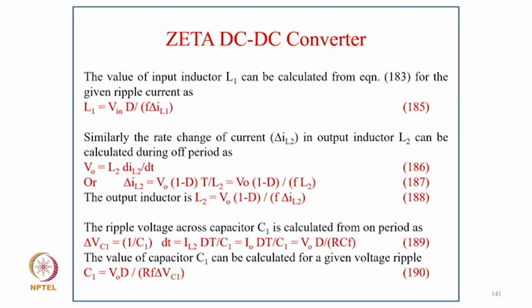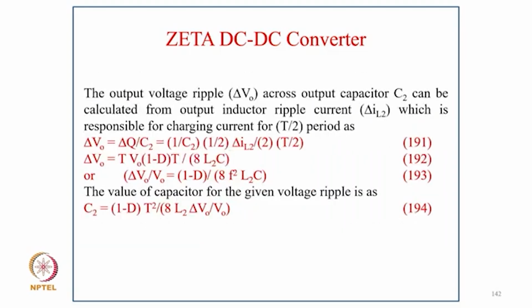The ripple voltage across the capacitor is calculated from the on period. So delta VC1 equal to 1 upon C into integral of I dt, and that is IL2 DT upon C1, that is Io DT upon C1, and that is equal to Vo D divided by R C F. The value of capacitor C1 can be calculated: C1 equal to Vo D divided by R F delta VC1.